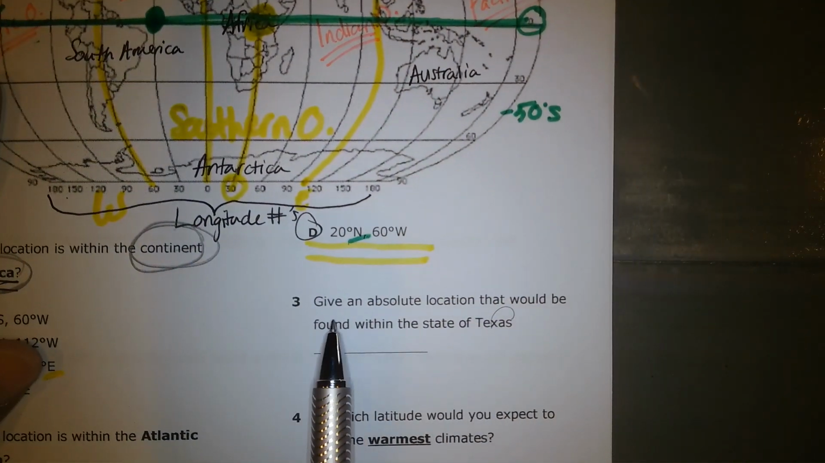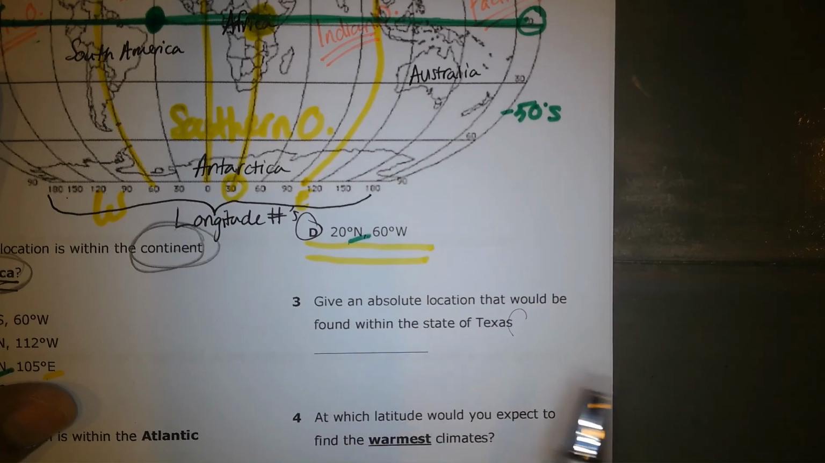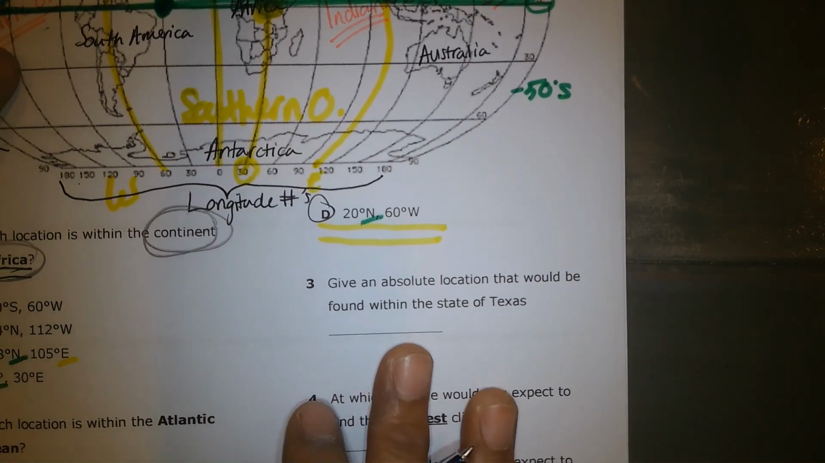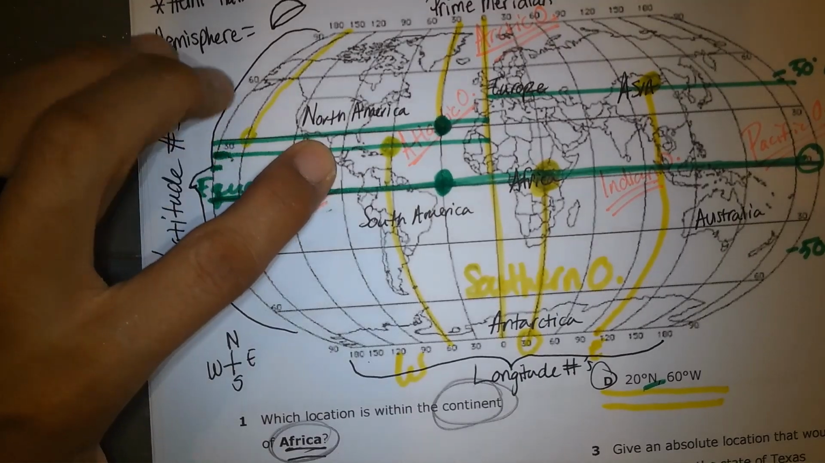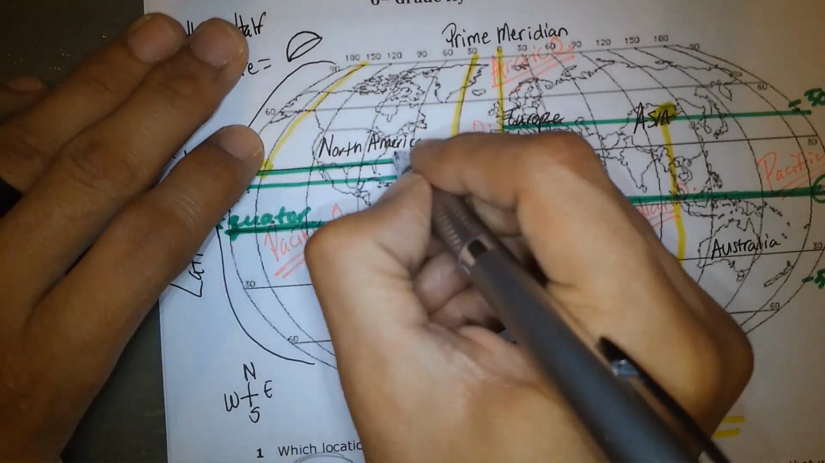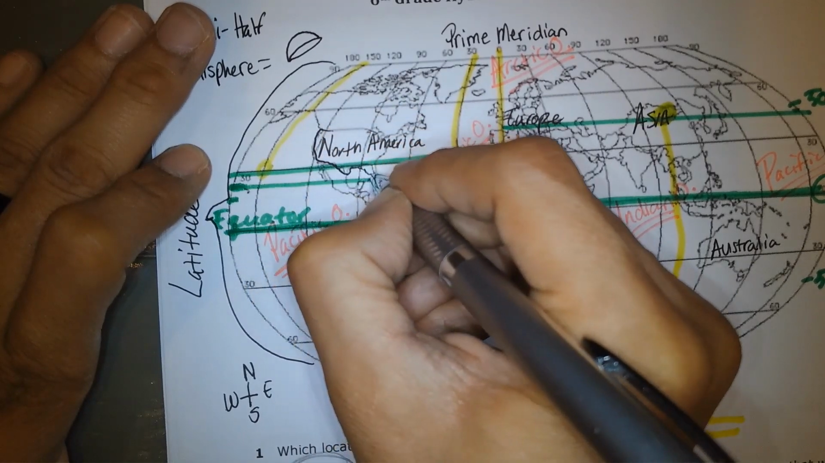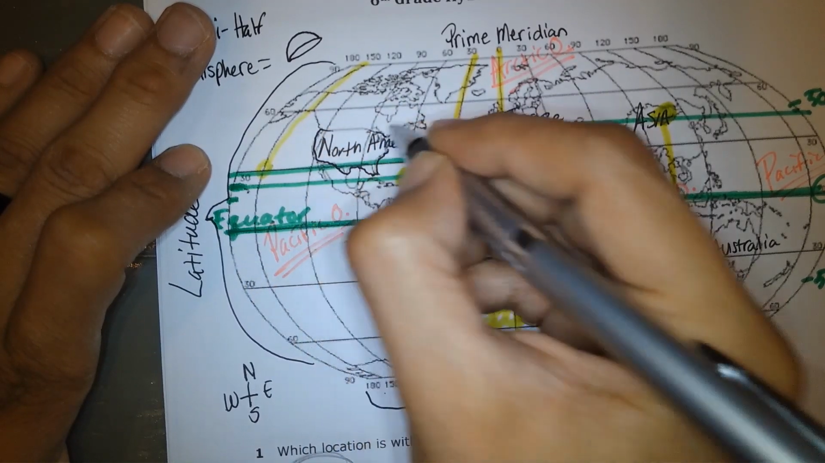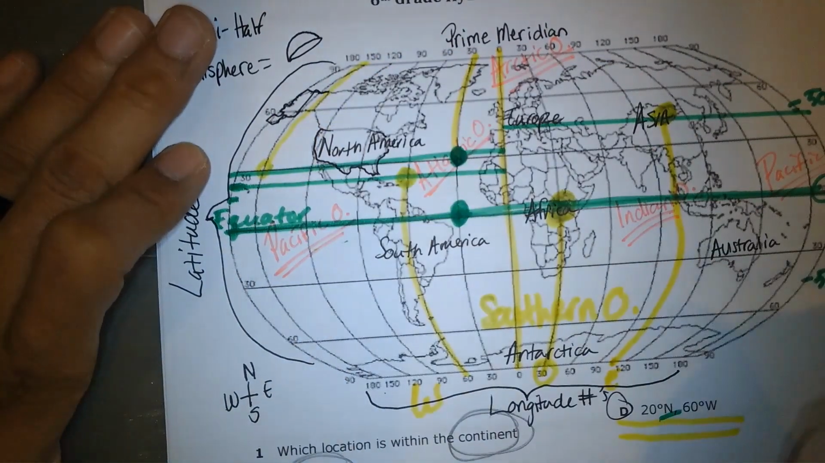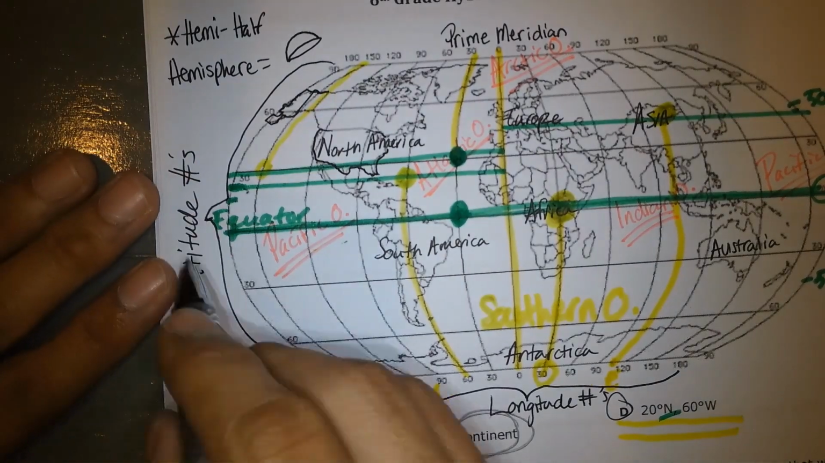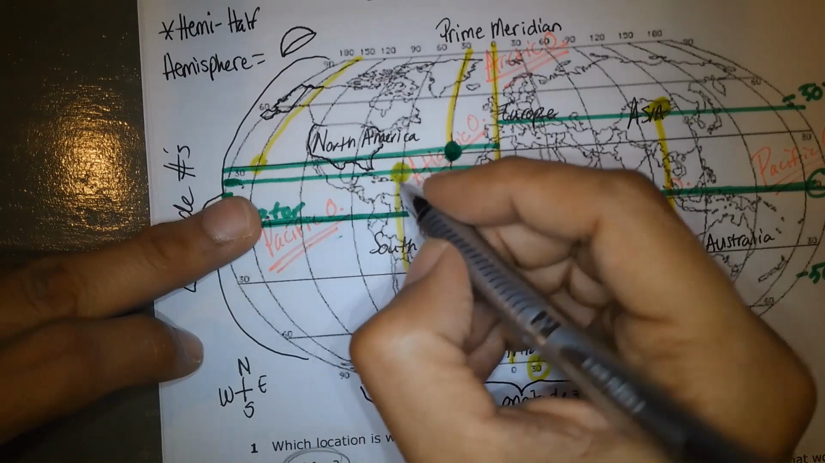Going to number 3, give an absolute location that would be found within the state of Texas. Okay, so now we need to figure out an absolute location that would exist in the state of Texas. So here's the United States. If you don't know, this here is the United States in North America. Okay, it does include Alaska, and it does include Hawaii, but it's asking about Texas, while Hawaii is in the Pacific Ocean somewhere out here. So here's Texas right here.